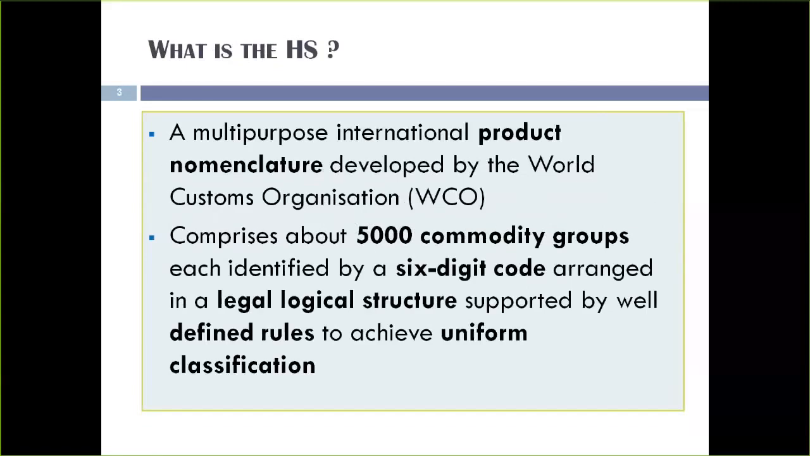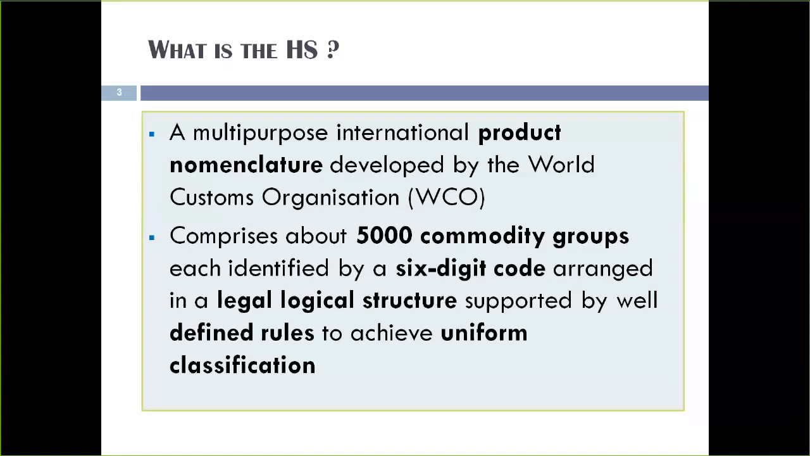Essentially, the HS may be described as a multipurpose international product nomenclature, as I said earlier, developed by the World Customs Organization. It comprises just above 5,000 commodity groups, each identified by a 6-digit code arranged in a legal, logical structure and supported by well-defined rules to achieve uniform classification. And all of those elements are very important.